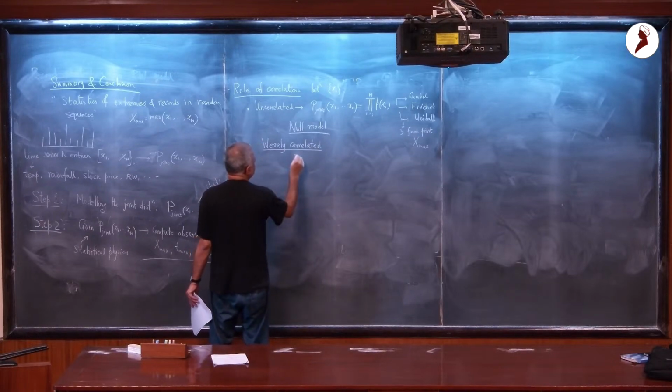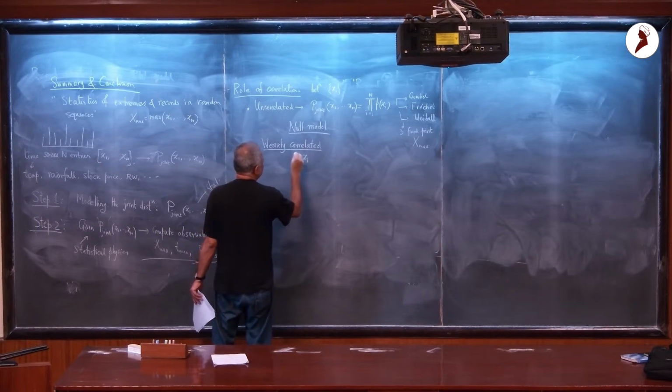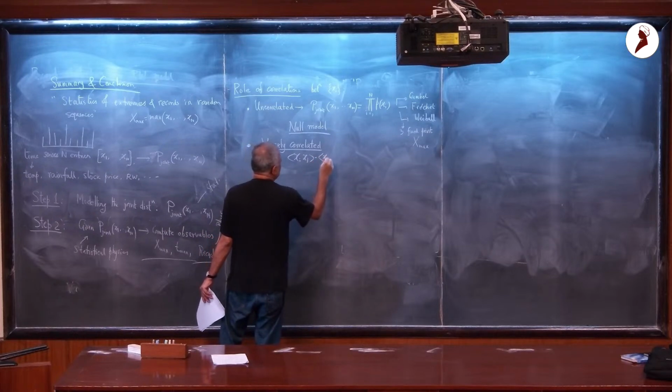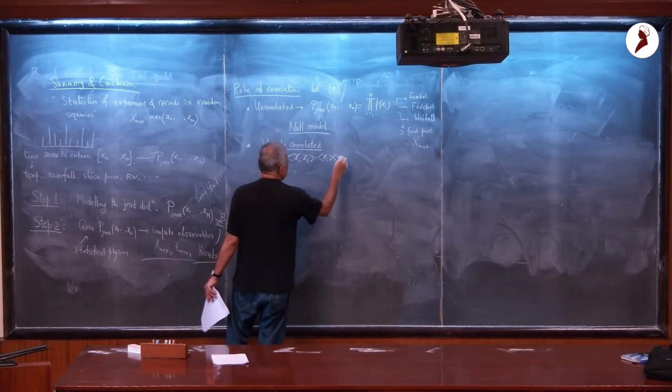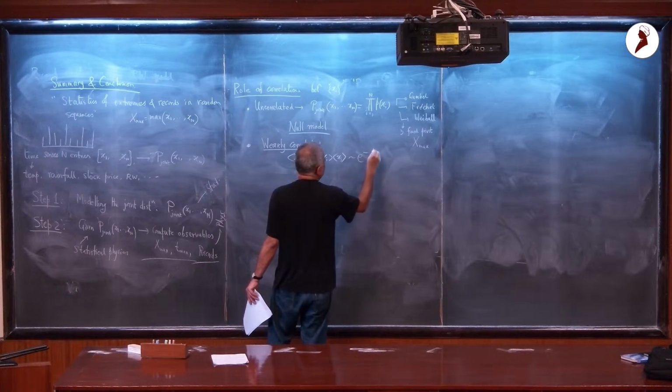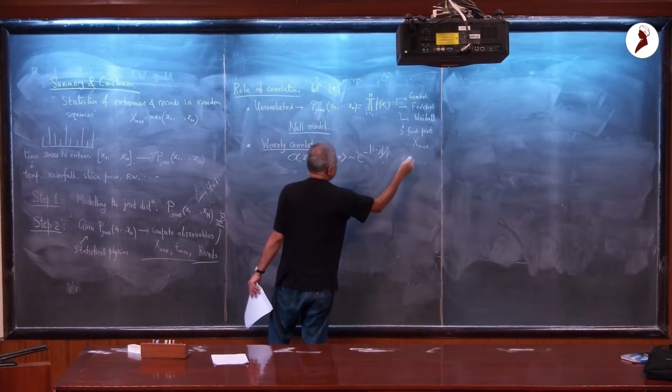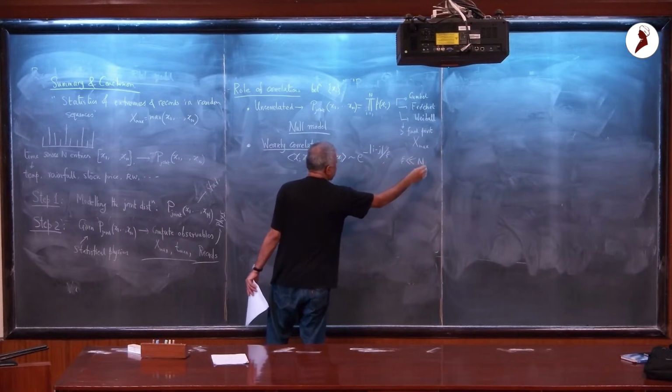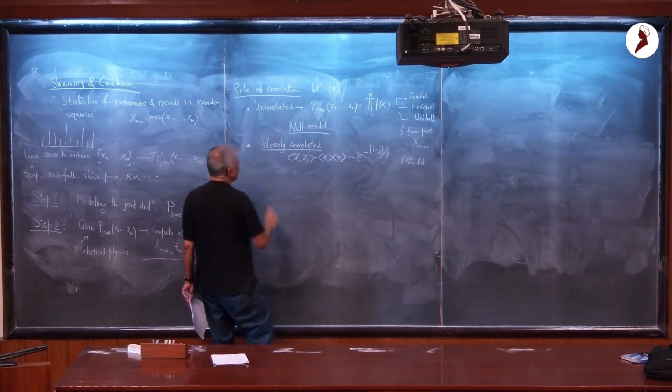And this simply means that if I look at the xi, xj, their connected part decays typically with a correlation length, and this correlation length is much, much smaller than the system size. That's what I mean by the weakly correlated case.